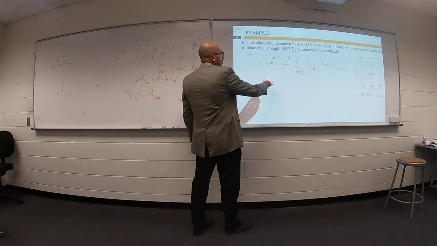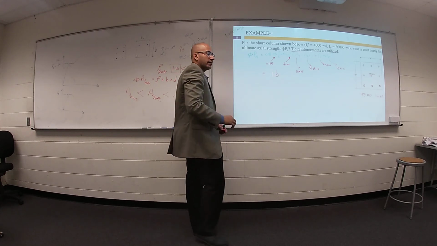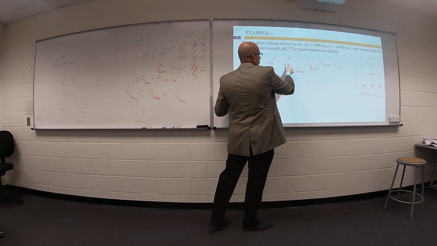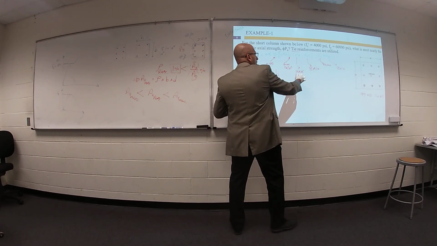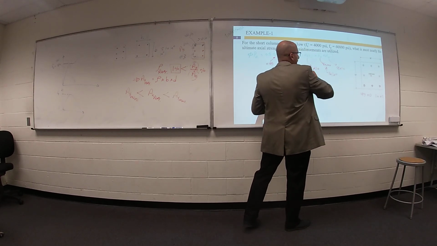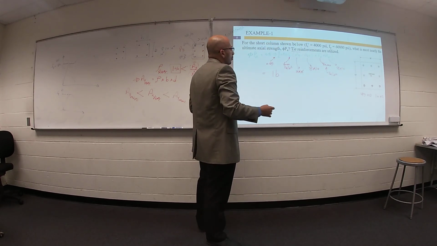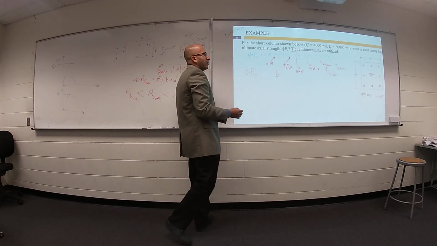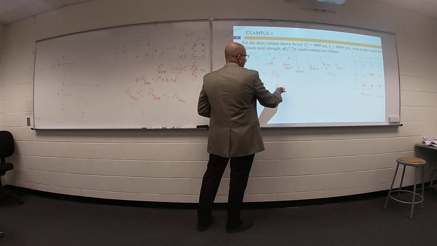The value of phi Pn will be in pounds. Why pounds? Because you use 4,000 pounds per square inch for f'c and F yield in pounds per square inch. Everything is in pounds and inches, so your final design axial load will be in pounds. You can divide it by 1,000 to make it in kips.